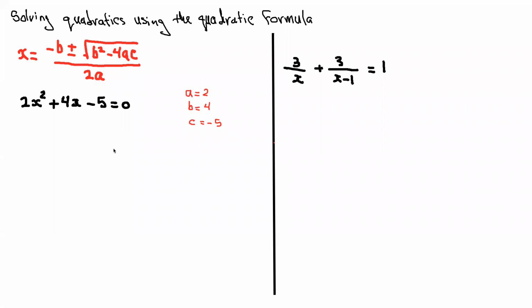Solving quadratics using the quadratic formula. This is the quadratic formula: x equals negative b plus or minus the square root of b squared minus 4ac, all over 2a. Of course, the general form for a quadratic is ax squared plus bx plus c equals 0, and that's where this formula is derived from.